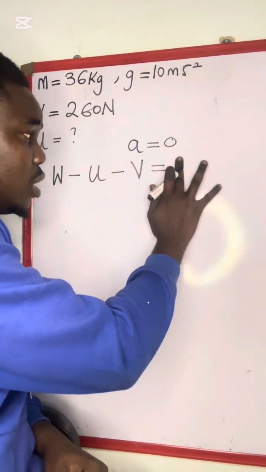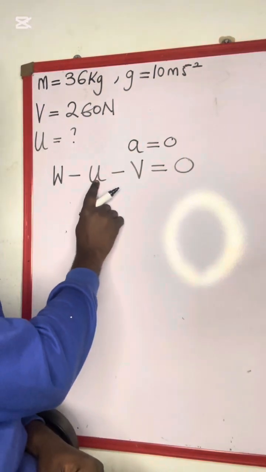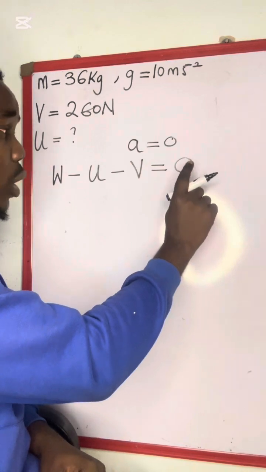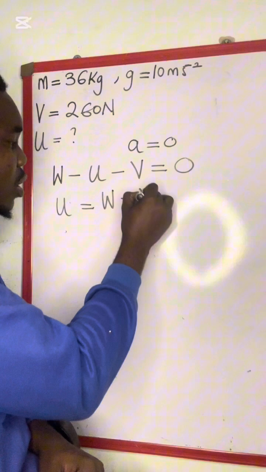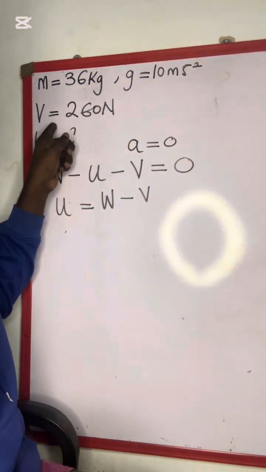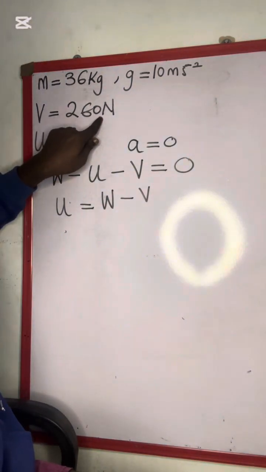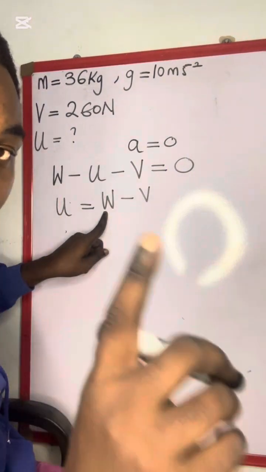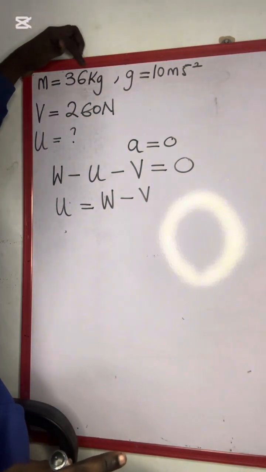Therefore, ma becomes 0. We are asked to find the upthrust. If you take upthrust to the other side of the equation, we are going to see that upthrust should be equal to weight minus the viscous force. In the question, we were given the viscous force as the drag force. And what's the value? 260 Newton. Now, do we have the weight of the object? No. But do we have the mass? Yes. The mass is 36 kilograms.